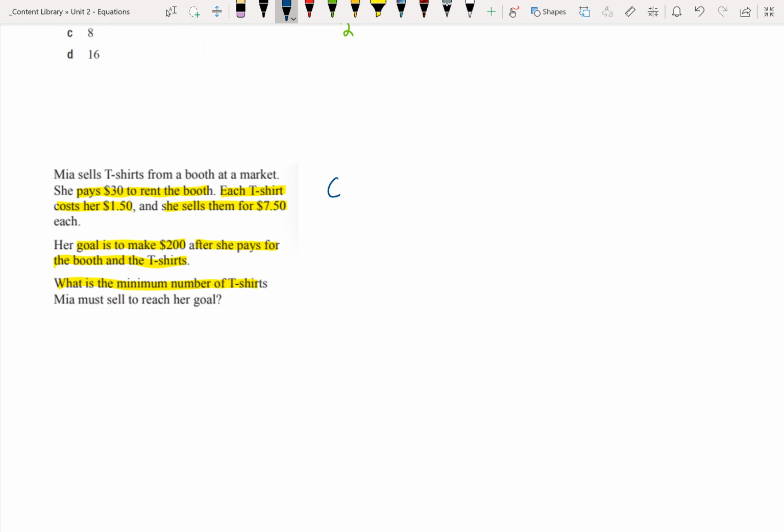So we know that her income is going to equal how much she sells her t-shirts for, $7.50, times the number she sells, n. That's how much she would make, but she also has to take away the $1.50 per t-shirt, so minus $1.50n, because she's going to lose $1.50 for every t-shirt, and minus 30, because she also has to pay for the booth. If I wanted to simplify this, I can collect like terms, so this becomes 6.5n minus 30.